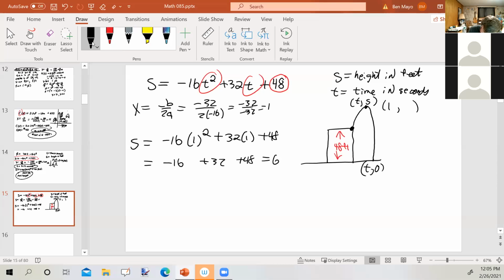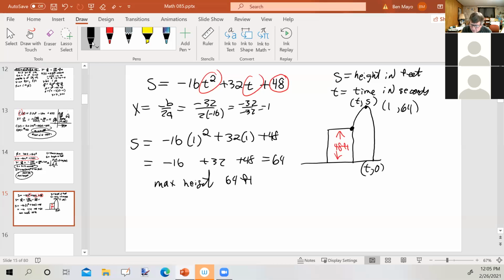Which is going to be 64. So maximum height, 64 feet. Now, that occurred 1 second after the ball was thrown, but they didn't ask how long it took. They just said, what was the maximum height? Okay. And then it says, when did the ball hit the ground?